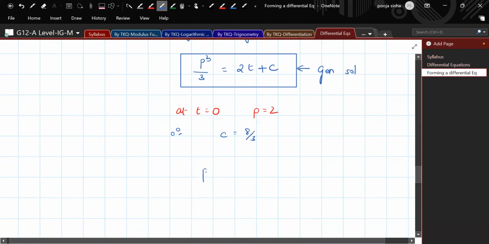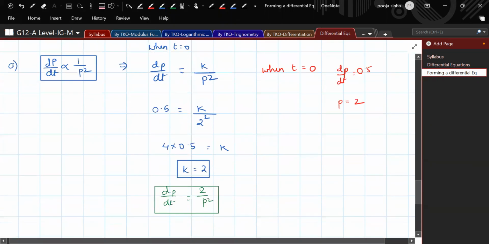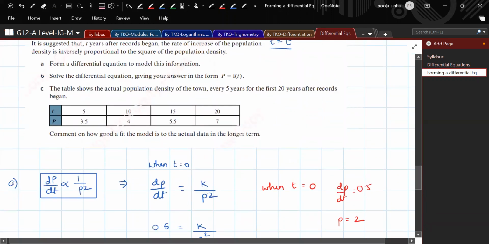So p cube upon 3 is equal to 2t plus 8 upon 3 becomes my particular solution. Done? Clear? Yeah. Now come to the third part. The table shows the actual population density of the town every 5 years for the first 20 years after records began. Comment on how good a fit the model is to the actual data in the longer term. Just observe the data.